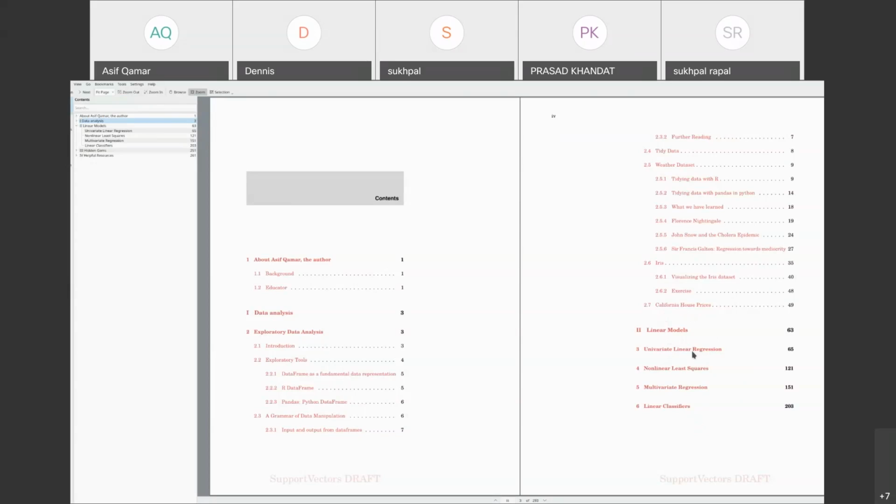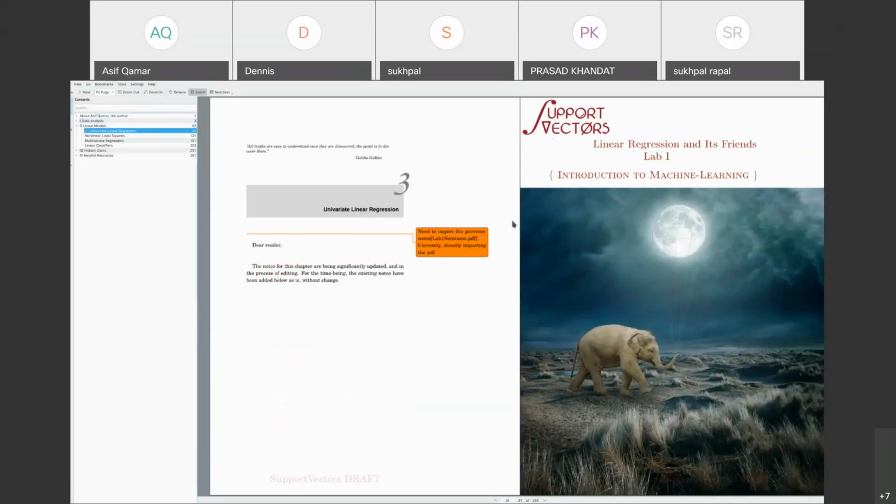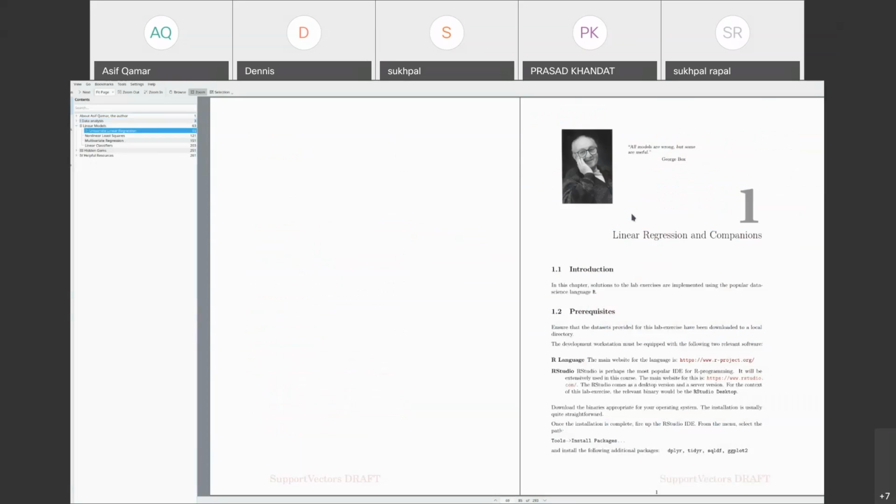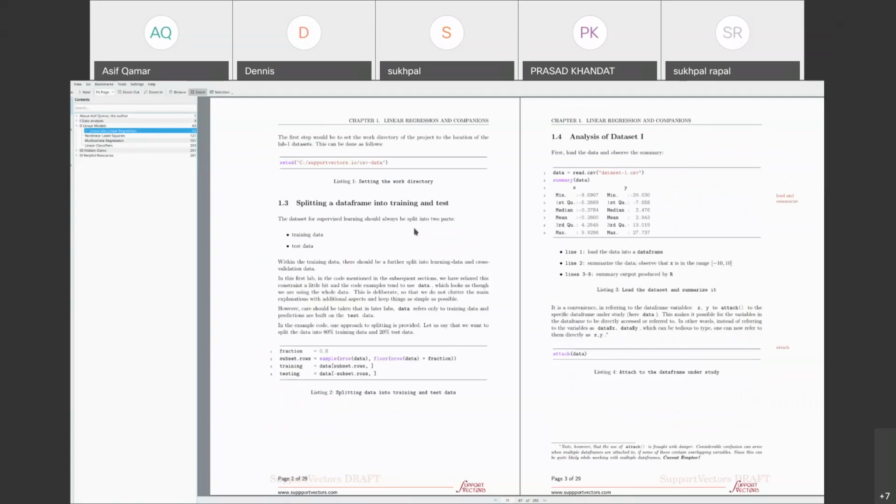In the last session, we did univariate linear regression. Today, we'll cover a lot of territory actually. We'll do nonlinear least squares and we'll do multivariate regression. Next Saturday, we'll do classification. So let us go to the linear models and cover our territory there. If you go to univariate linear model, here we are. This is what we need to do. So we need to do these exercises, folks.